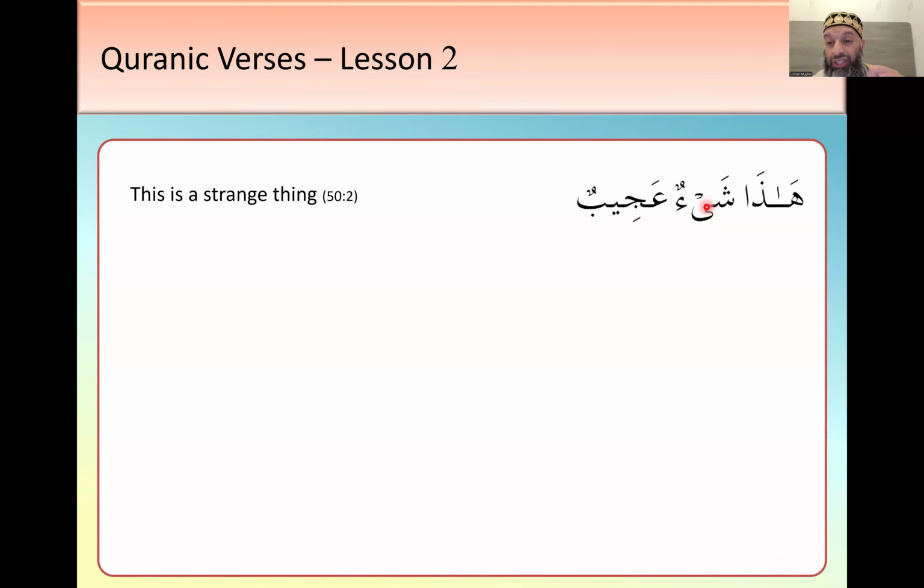So let's look at this. Shay'un is the noun. There's no alif lam here, so its description has no alif lam there. Shay'un is masculine, so no ta marbuta here for its description. And this is double, this is double. So can you see? In English, we would say, this is a strange thing. In Arabic, we say, this is a thing strange. We say the actual noun, and then we say its description afterwards.